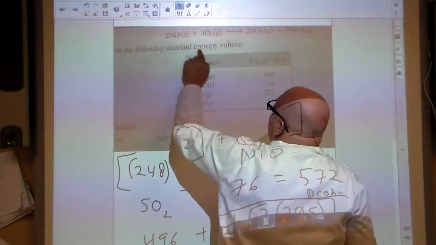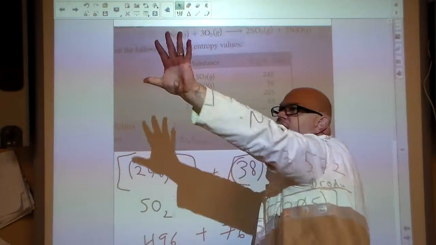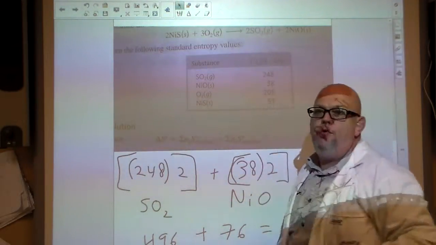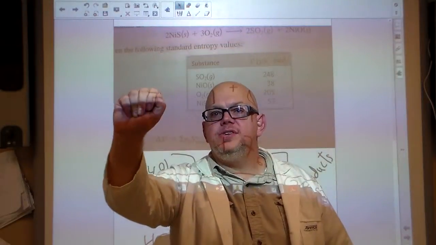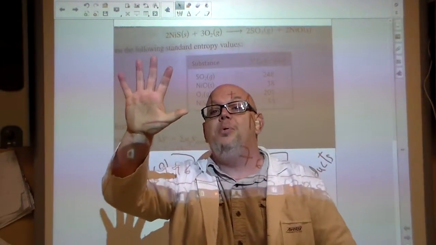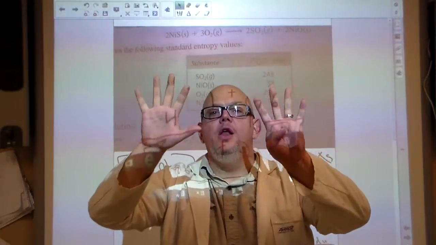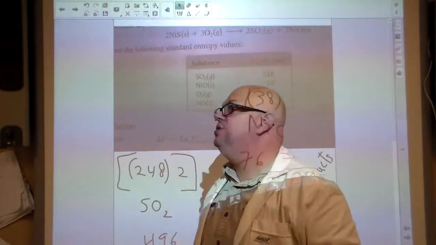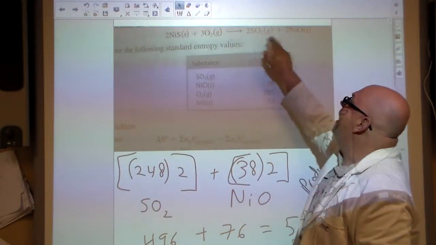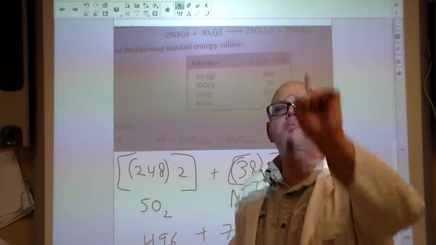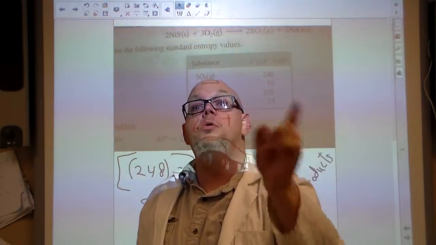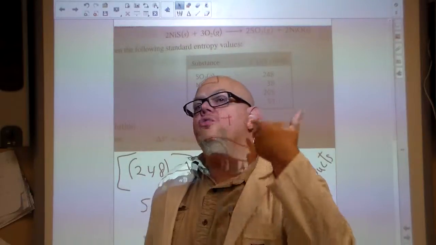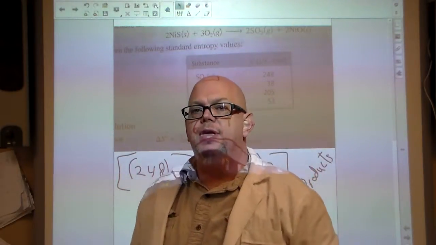On this side we have 2 NiS, 3O2, so 2 plus 3 is 5. On this side we have 2 SO2 plus 2 NiO, that's 2 plus 2, that's 4. So on the reactant side we have 5, and on the product side we have 4. Guess what? We have brought order out of the chaos. There's actually a little bit less entropy as a result of this, even though you still have a solid and gas on both sides. The number of moles, or the number of particles, has decreased. That means your delta S has decreased. You have a little bit more order out of the chaos.